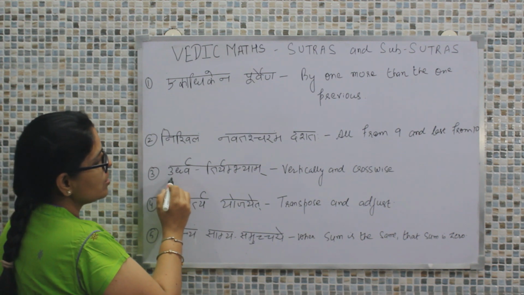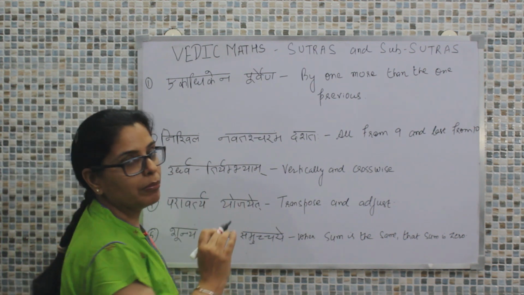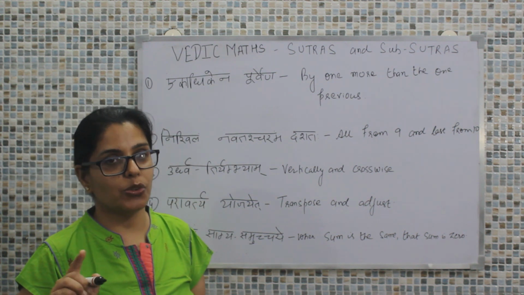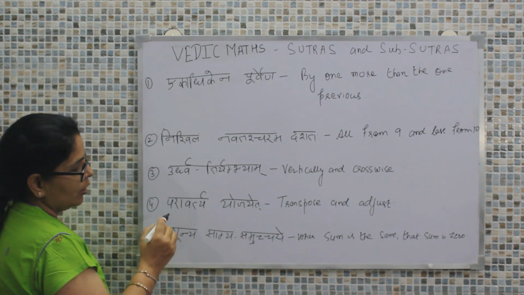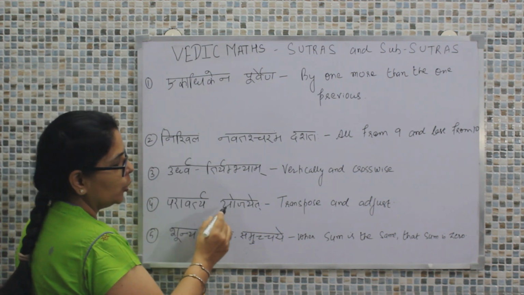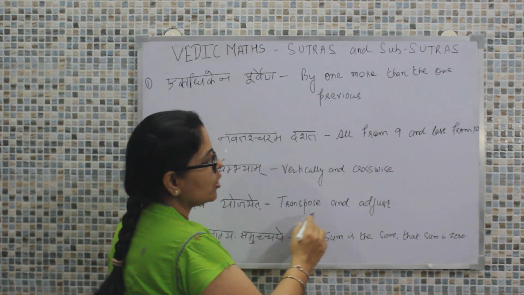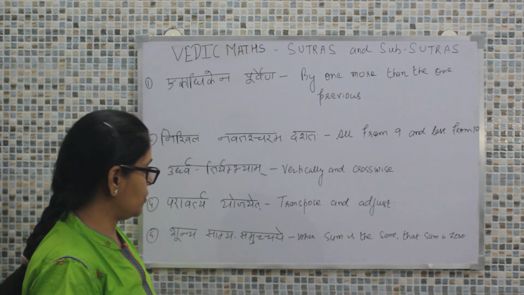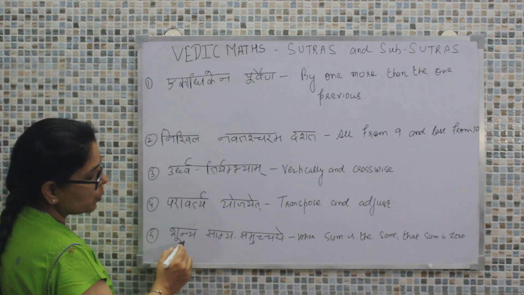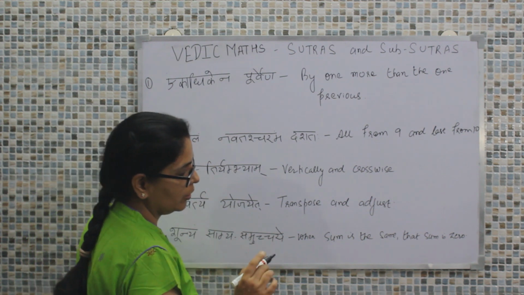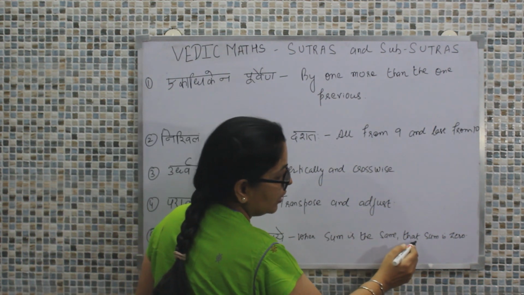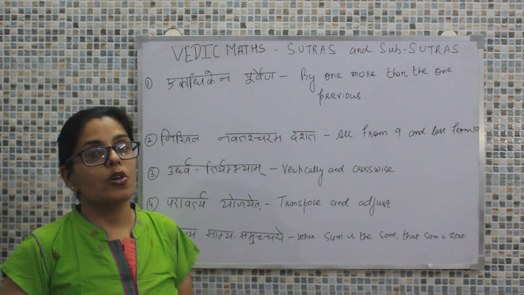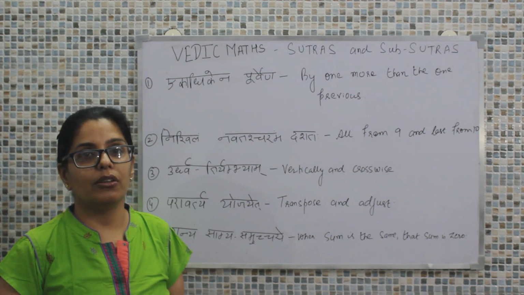Next, the third sutra is Urdhva Tiryagbhyam. The meaning of the sutra is vertically and crosswise. This sutra is used for multiplication. The fourth sutra is Paravartya Yojayet. That means transpose and adjust. This sutra is also used for multiplication. The next is Shunyam Samyasamuccaye. That is, when the sum is the same, then that sum is considered as 0. This is used for solving simultaneous linear equations.